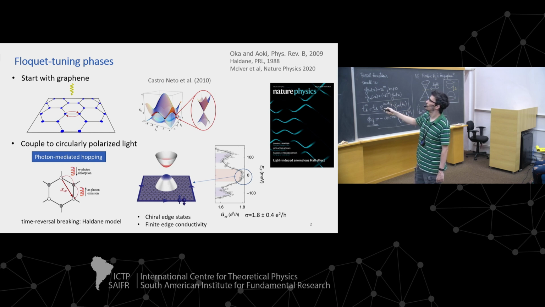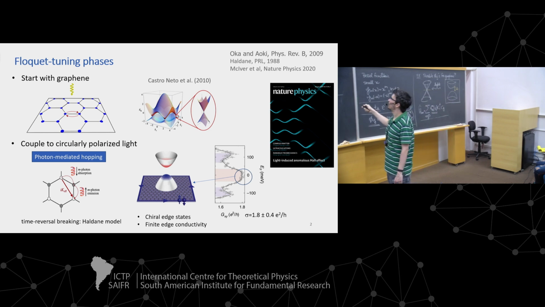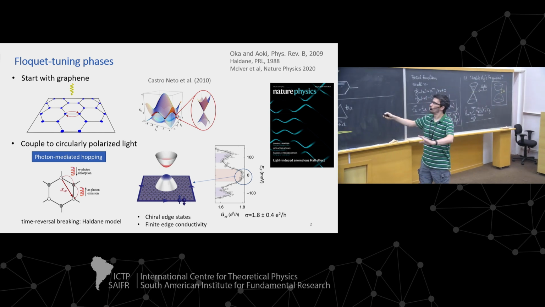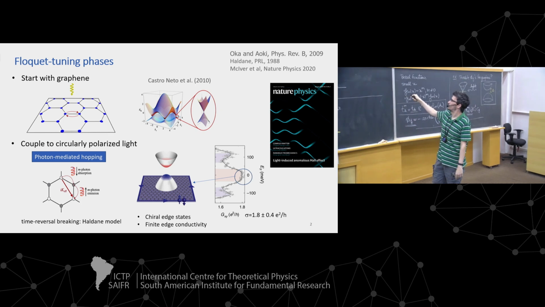And here you can see this GXY that is, as Neto asked, it counts basically the number of edge states. Each edge state contributing e squared over h to the conductivity. So 1.8 is what they find. Recall that without the light, it would be nothing like this.